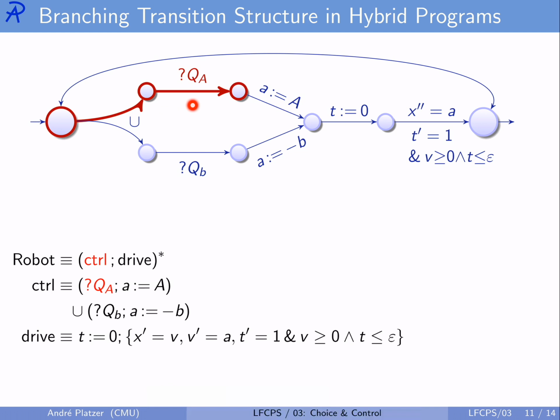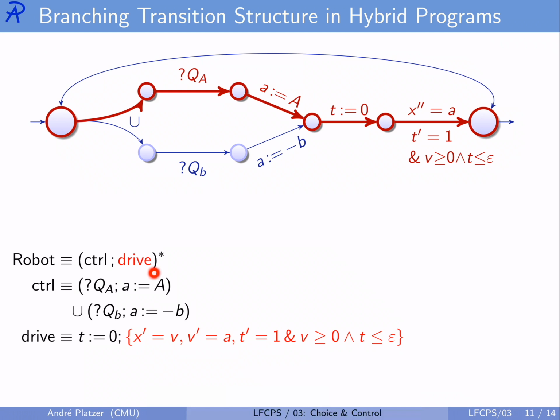In the left choice, we first find the test of the QA condition that we need to satisfy. Otherwise, we cannot actually execute this one. Suppose it's true in the current state, then we can successfully run the assignment that happens right after. Then we're done with the control part and go into the drive part. That begins with an assignment of 0 for the clock variable t. And then we follow the differential equation for some arbitrary amount of time, respecting the velocity and time constraints. The time is at most epsilon.